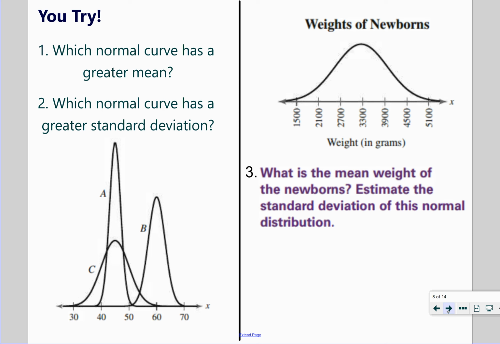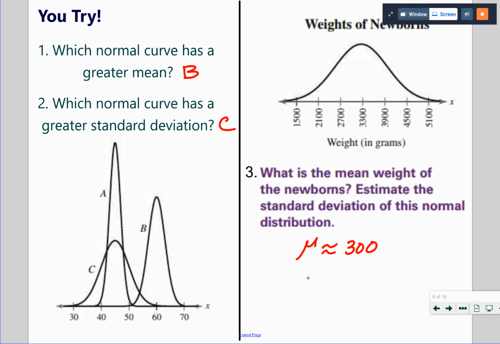All right, which one has the greater mean, A, B, or C? B. Which one has a greater standard deviation? Which one has the smallest standard deviation, if it asks that? A would have the smallest standard deviation. Good. Okay, the one on the right, what is the mean weight approximately? 3,300. Yep, and standard deviation? About 600, yeah. Okay. Questions on that? Just reading our normal curves.